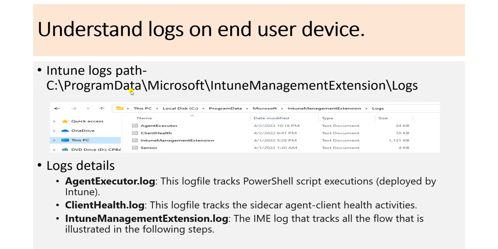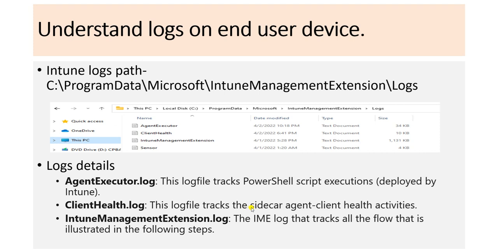The Intune logs path is in ProgramData, Microsoft Intune Management Extension, and inside the Logs folder. Here you can see the logs that are available. For Intune troubleshooting, we have three types of logs. One is AgentExecutor.log. This log tracks the PowerShell script execution deployed by Intune. So if you are deploying any PowerShell script with Intune, you need to check this AgentExecutor log. Then ClientHealth.